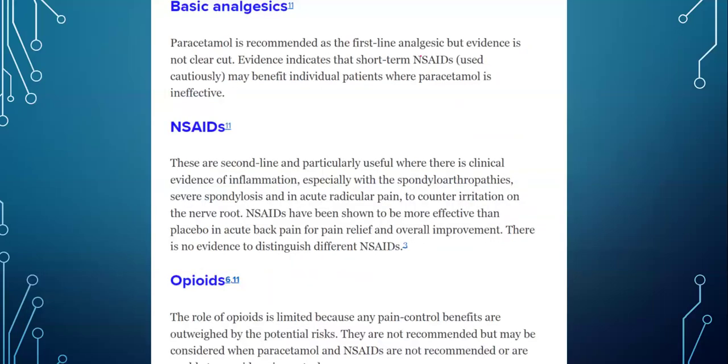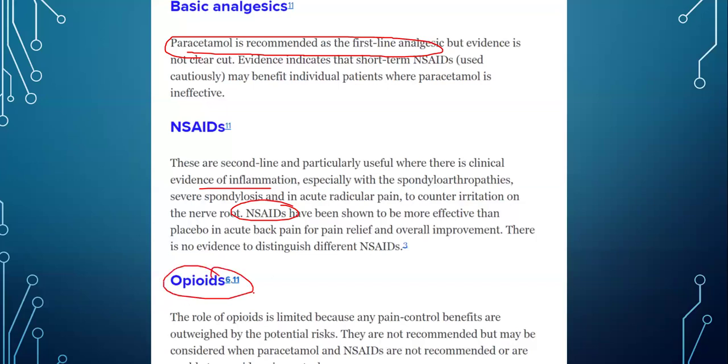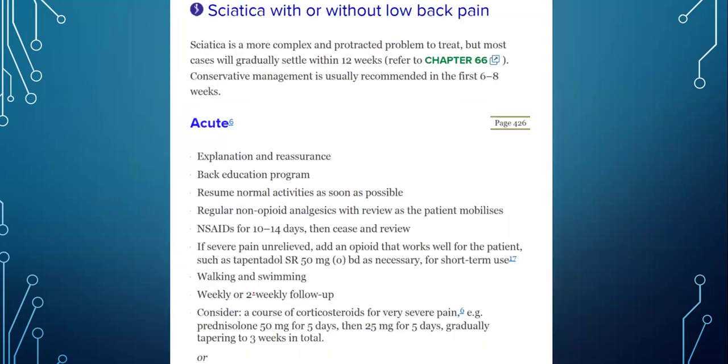Okay. Paracetamol is recommended as the first line analgesic. Always remember that. And then as a second line, when there is a bit of an inflammatory pain pattern, you can give them a short period of NSAID. And opioids are not usually recommended for low back pain.